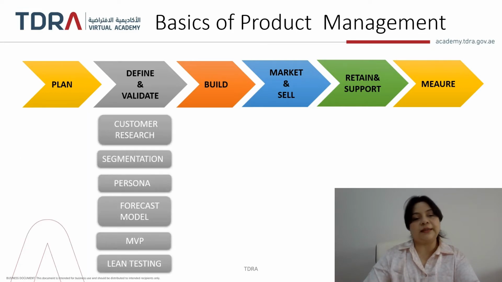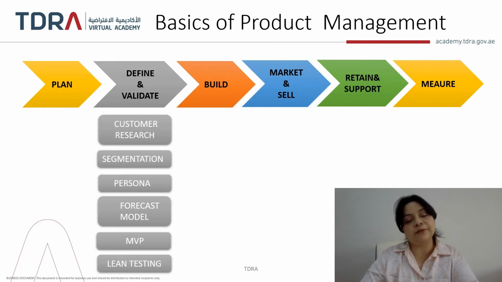Next, we come to the define and the validation stage. In the define and validation stage, we have customer research, segmentation, persona, forecast, model, MVP, and lean testing. We will be discussing MVP and lean a little later on. Right now, I would like to discuss personas.